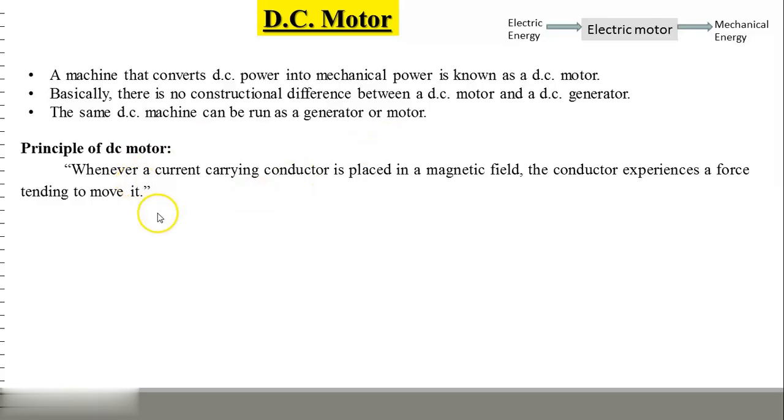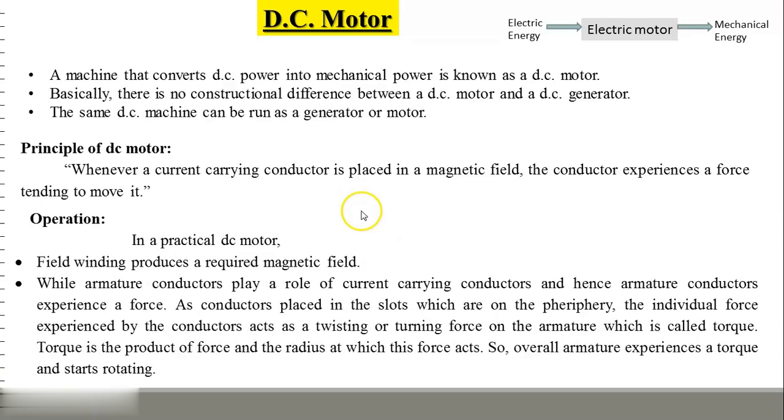Now, the principle of DC motor. Whenever a current carrying conductor is placed in a magnetic field, the conductor experiences a force tending to move it. It is for DC motor. If generator means when a conductor cuts the magnetic flux, EMF induced in it, right? It was already discussed in previous video lecture. Now we are discussing about DC motor.